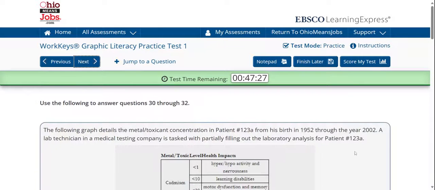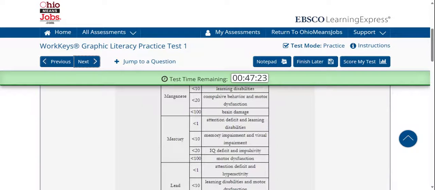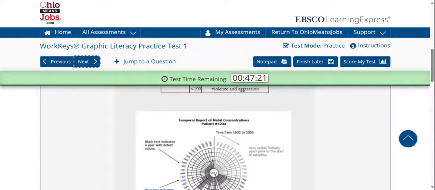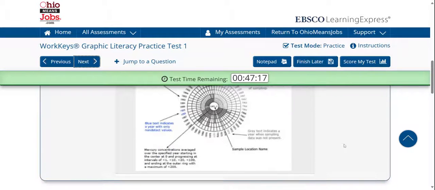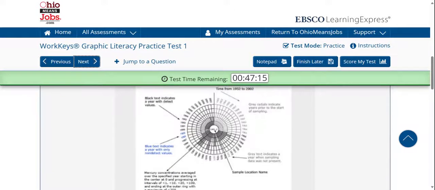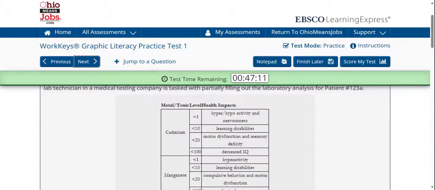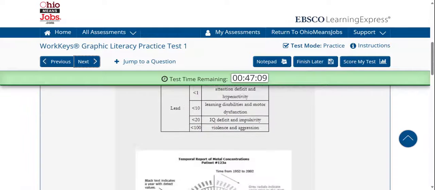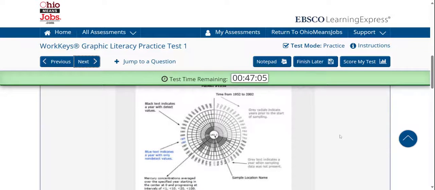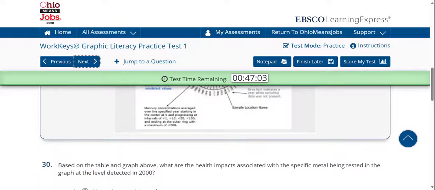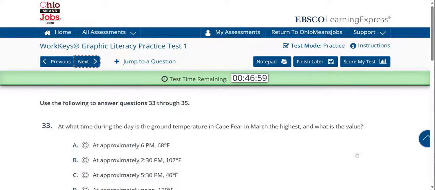And so you would want to do that as you were taking the test. As we continue on, right, writers, again, another table, more information. And then we have a more complex style graph to analyze within the tables here of metals and toxic levels and the health impacts, followed by more information connected with the health impacts of these metals. Then we move on to more questions, right, writers?